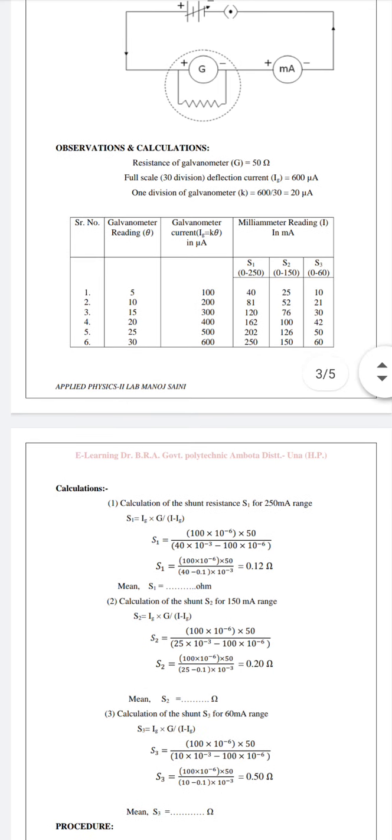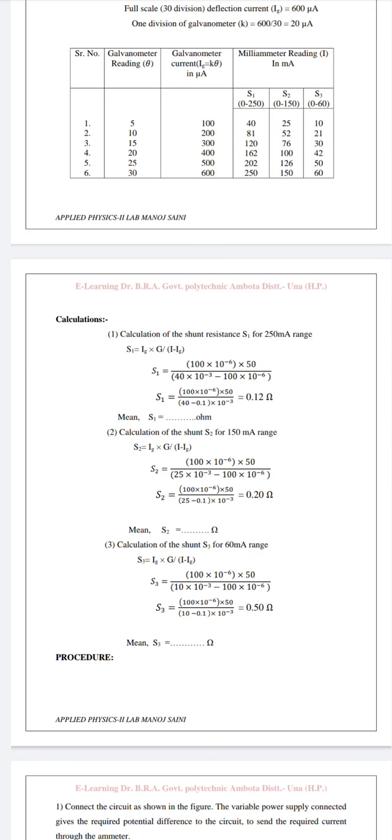By using this observation table, now we find the value of the shunt resistances S1, S2, S3 by applying the formula which we previously discussed. So when we apply the formula for the first range 0 to 250 and find out the value of S1, for the first reading, the deflection is multiplied by 20. So 5 multiplied by 20 gives 100, 10 multiplied by 20 gives 200, 15 multiplied by 20 gives 300. So the corresponding value of deflection, when multiplied by 20, is converted into Ig.